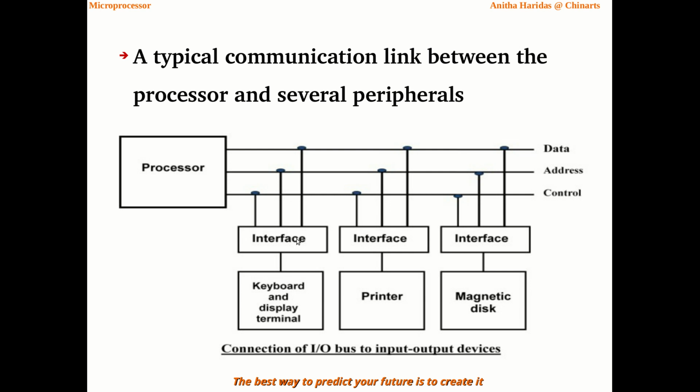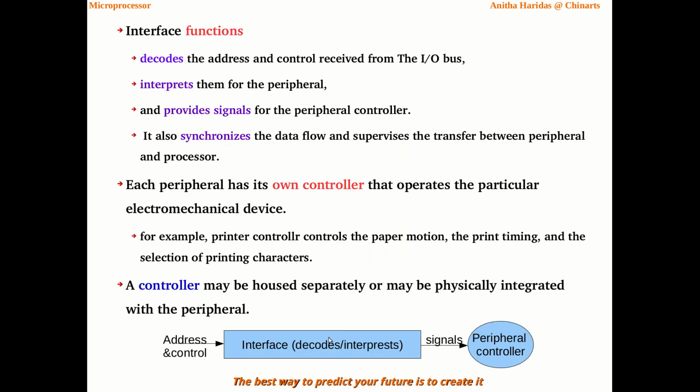Each computer organization or each computer system architecture will have its own design. Some architectures will have the interface embedded in the peripheral device itself, whereas some architectures will have the interface as a separate component for the processor. So you can have the controller separately, or you can have it integrated with the peripheral device.